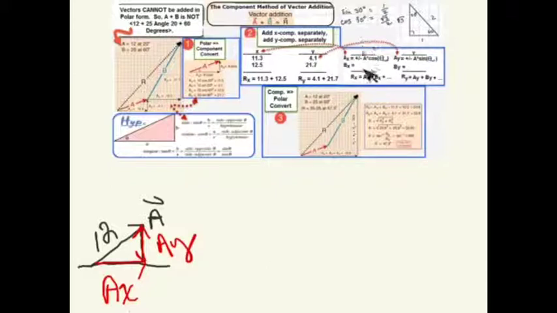Then the resultant vector R is a single vector that replaces all the vectors being added. We must report the vector in polar form, or magnitude and direction. So, 3 steps: polar to component conversion, then add the x components separately, and add the y components separately.